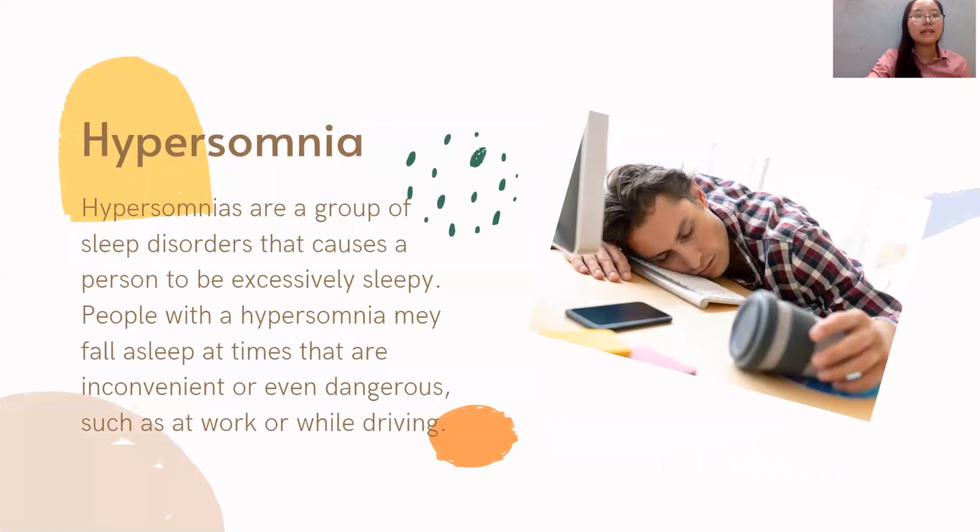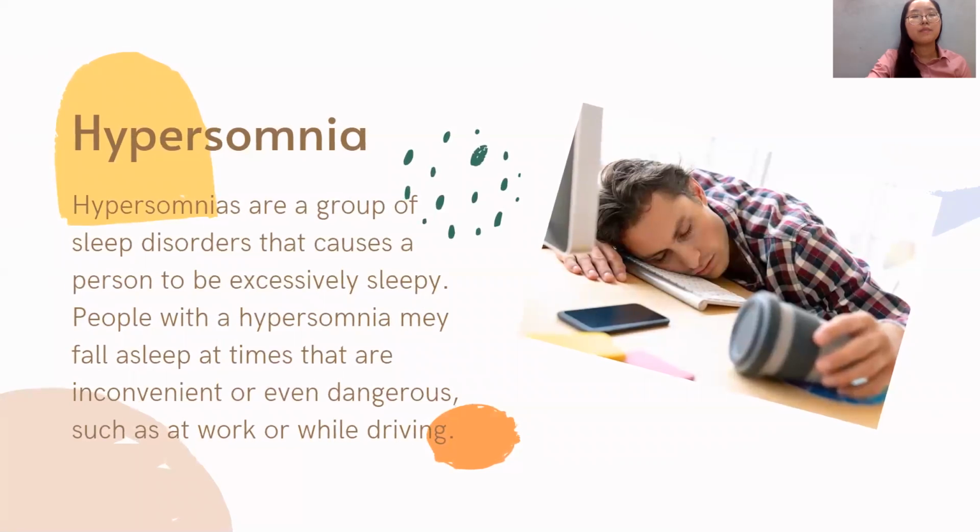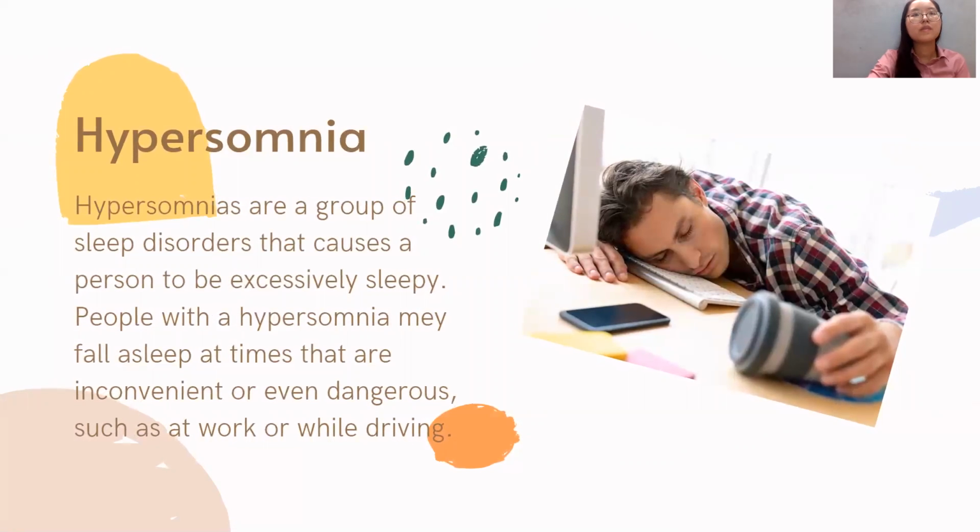Next, the second type of sleep disorder is hypersomnia. Hypersomnia is a group of sleep disorders that cause a person to sleep excessively. People with hypersomnia may fall asleep at times that are inconvenient or even dangerous, such as at work or while driving.